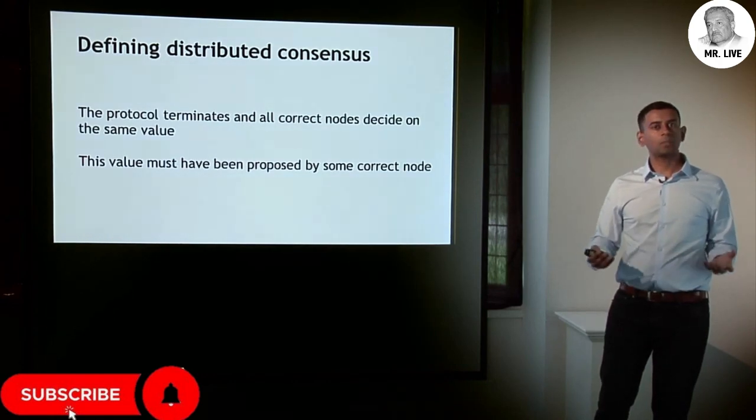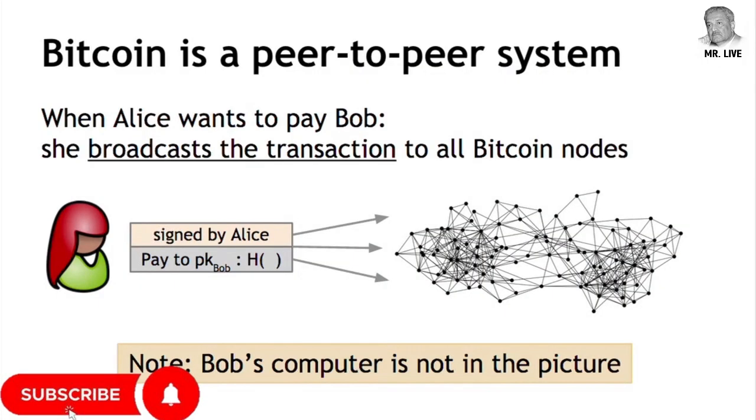To understand how distributed consensus could work in Bitcoin, let's start with a reminder that Bitcoin is a peer-to-peer system. What I mean is that when Alice wants to pay Bob, she is going to broadcast a transaction to all of the Bitcoin nodes that comprise the peer-to-peer network. You can see here the structure of the transaction. This is similar to Goofy Coin that we saw in the first lecture. A transaction is going to have Alice's signature, which the other nodes need in order to know that it really came from Alice. It's going to have Bob's public key, which also acts as his address at which he wants to receive Bitcoins.